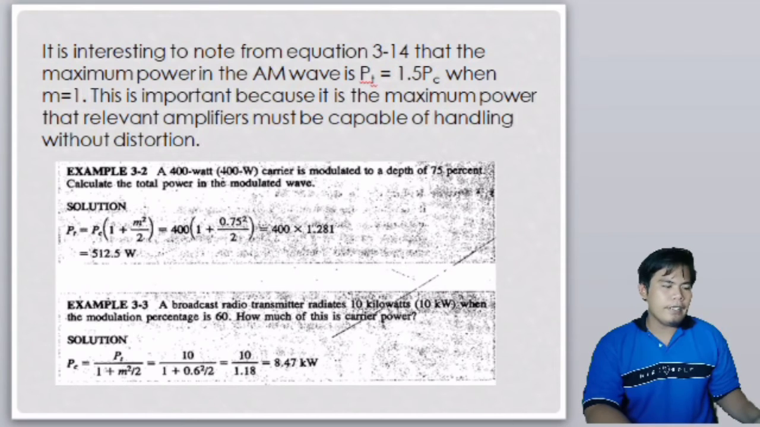It is interesting to note from equation 3-14 that the maximum power in the AM wave is power total equal to 1.5 power carrier when M is equal to 1. This is important because it is the maximum power that relevant amplifiers must be capable of handling without distortion.